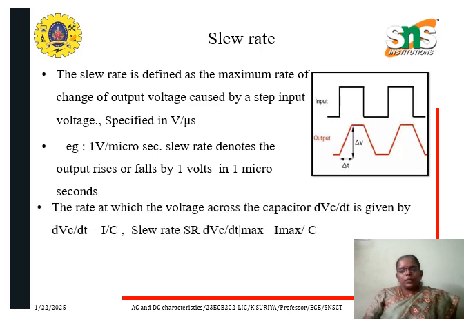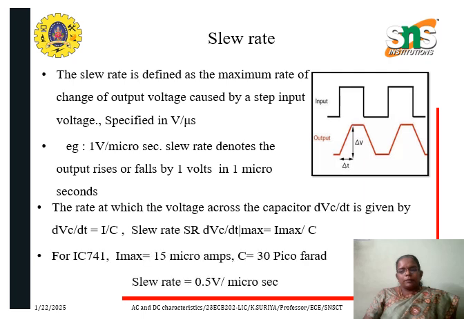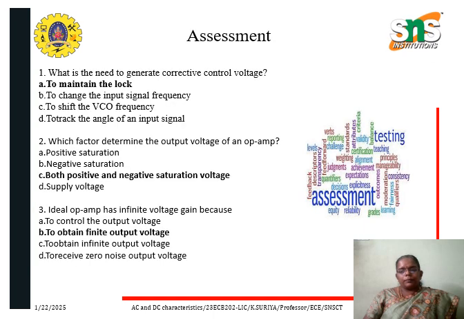The rate at which the voltage across the capacitor changes, dVc by dt, is equal to I by C. Slew rate SR is equal to dVc by dt max, which is equal to I max by C. In IC741, Imax is equal to 15 microamps and C is equal to 30 picofarad. Slew rate will be 0.5 volts per microsecond.